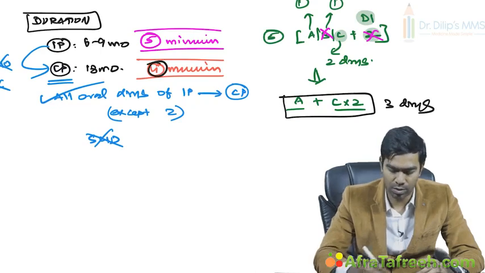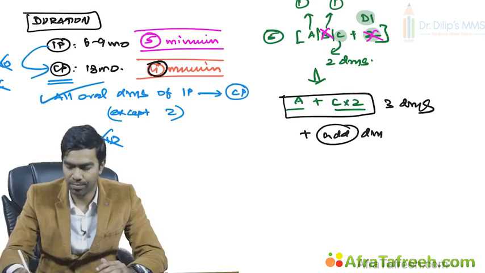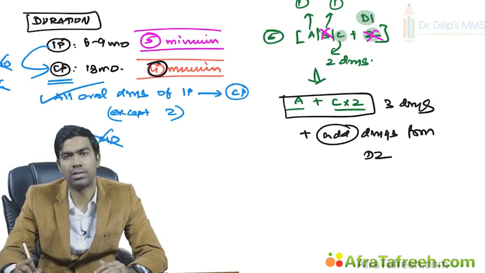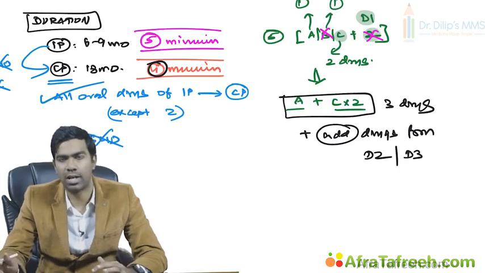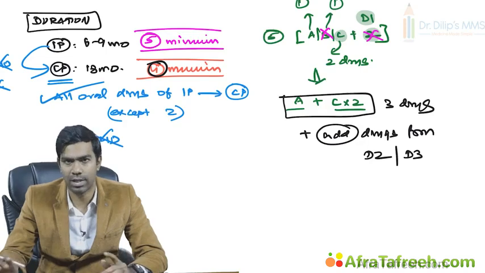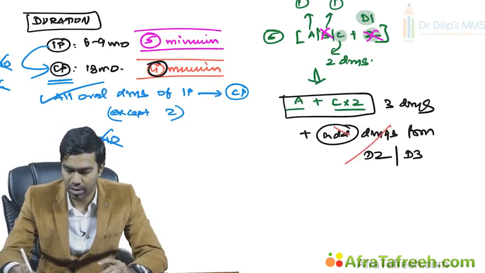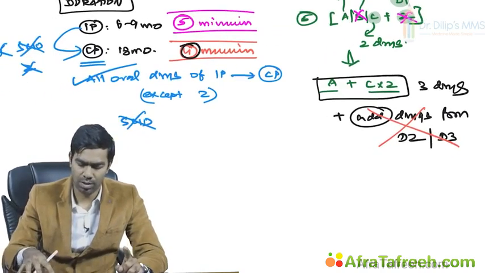But I told you to use 4 drugs minimum. So what will you be trying to do? You will be trying to add drugs from D2 or D3. D2 means it's bedaquiline, typically in India, or you can take from D3, that is the clavulanic acid, amoxicillin combination, meropenem, imipenem, clavulanate, thiacetazone. You'll be trying to add something from D3, and this should be strictly avoided and should not be done.